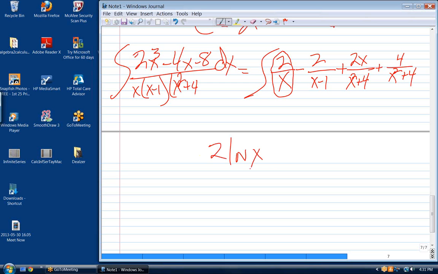Actually 2 natural log of x. In other words, we're going to remove that 2 outside, and then we'll have 1 over x, which will be natural log of x times 2. And then the second term is going to be minus 2 times natural log of x minus 1.